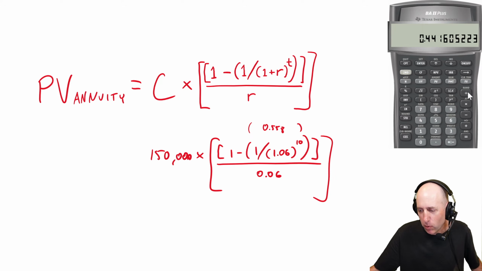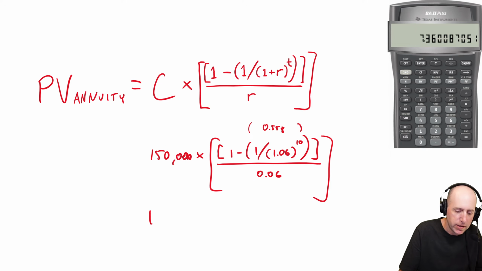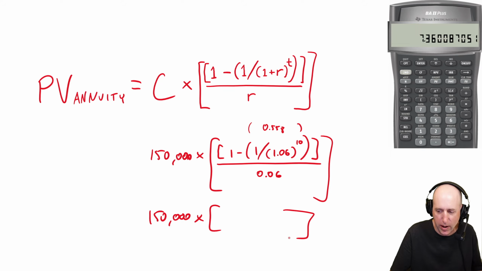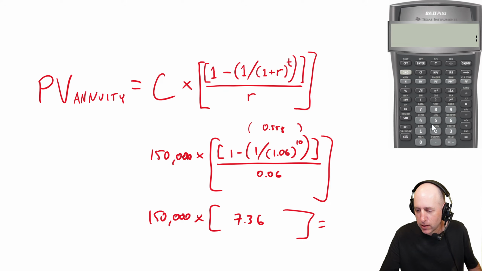And then I divide by 0.06. Divide by 0.06. And I get 7.36. So this big bracket is 7.3600. So I take 150,000 times, and then again, the value of that bracket when you break it all out is 7.36. So 150,000 times 7.36 is 1104013.